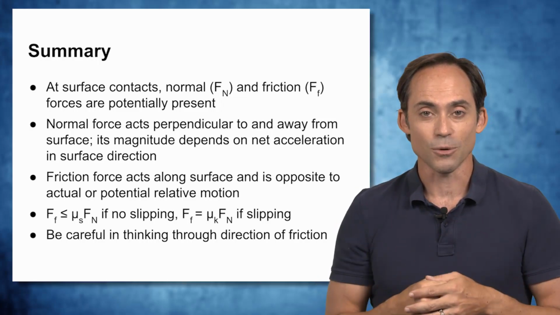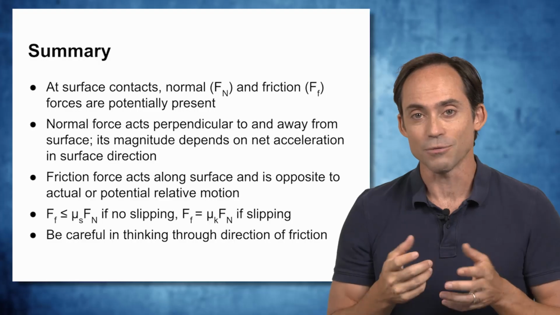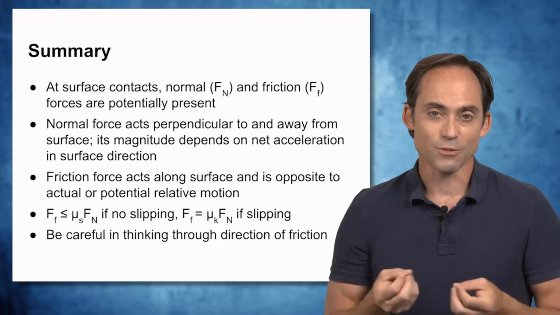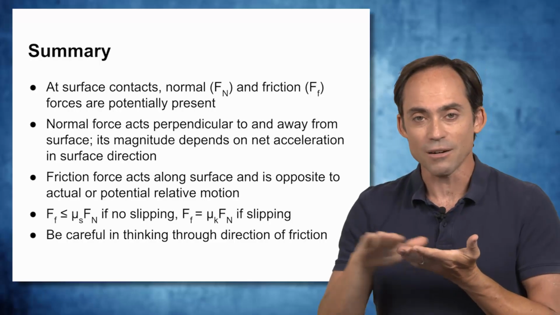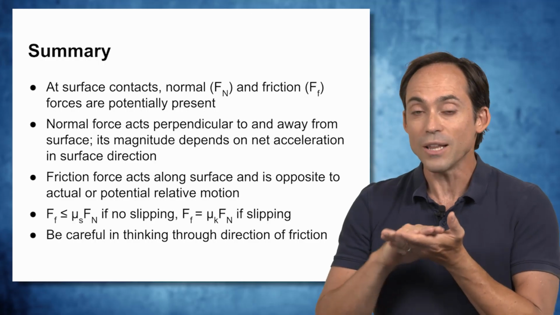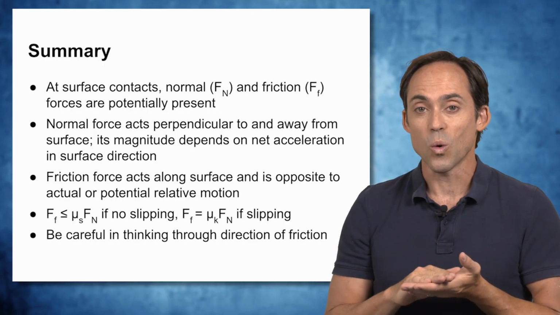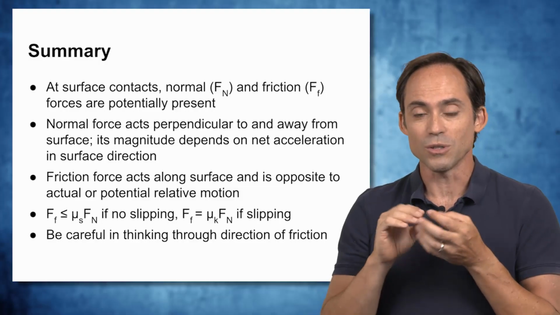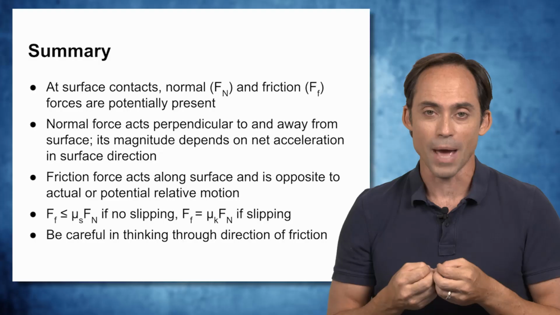But of course, if there's a net acceleration, you have to take into account the difference in the normal force to allow for that acceleration. In the case of friction force, that force is acting parallel to the surfaces, and it's always going to act in the direction opposite of the relative motion between the surfaces or the potential relative motion. And so in the direction in which it will prevent any relative motion from happening.